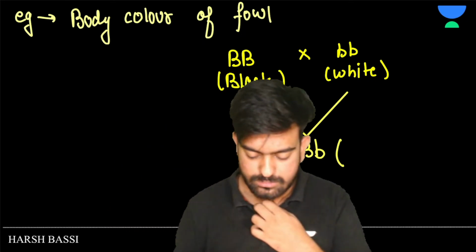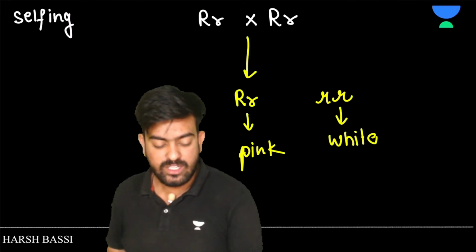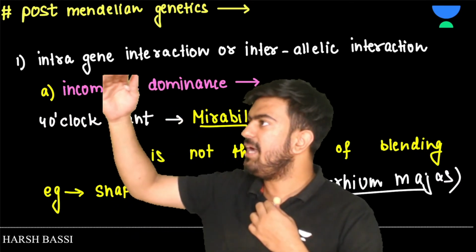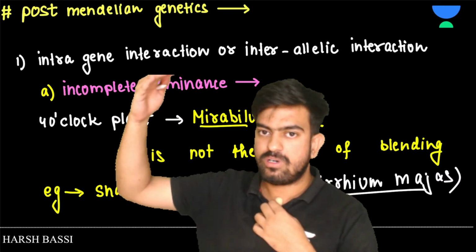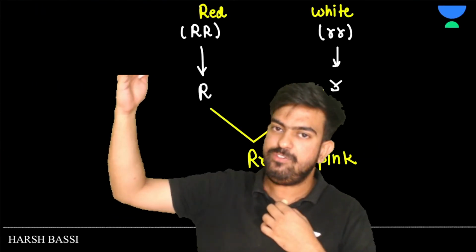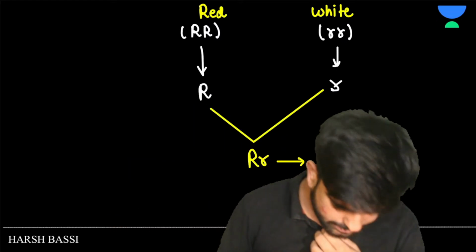Okay, everyone? Clear? Great. Now, let's move on and talk about another case. Incomplete dominance, everything is clear or not? Give me a thumbs up if it's clear. How many examples are there? Four o'clock plant, Mirabilis jalapa; snapdragon, Antirrhinum majus; and the body color of the fowl. Clear to everyone? Yes or no? Shri Sai, Vinika, clear? Great. Now, let's move on with another example, which is codominance.